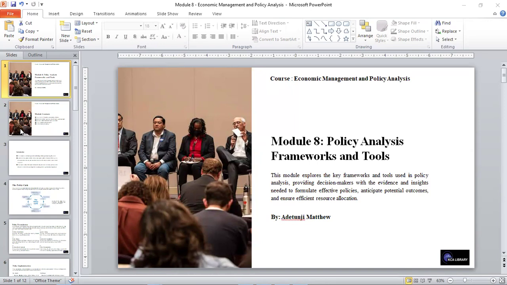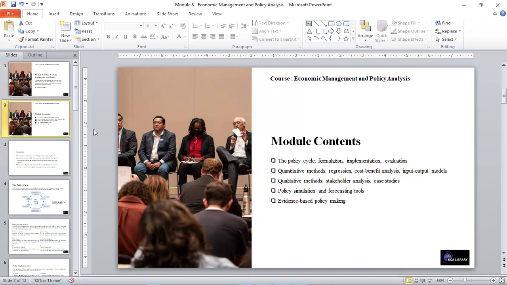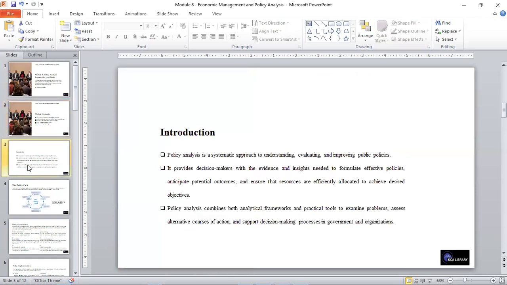We are going to look at the policy circle, which talks about formulation, implementation, and evaluation. We will also look at the quantitative methods, which talk about regression, cost benefit analysis and input output model. We'll look at the qualitative methods also, looking at stakeholders analysis and case study. We will look at the policy simulation and forecasting tool and evidence-based policy making. These are the things we will look at in this module.